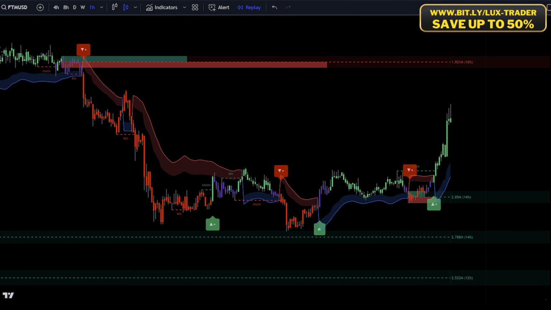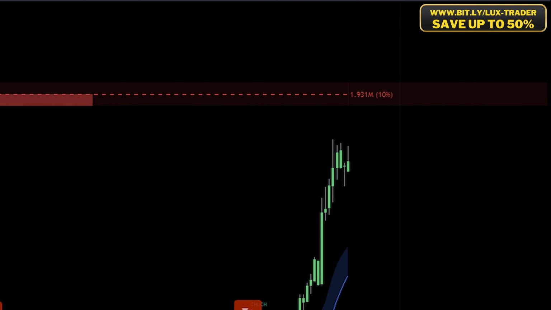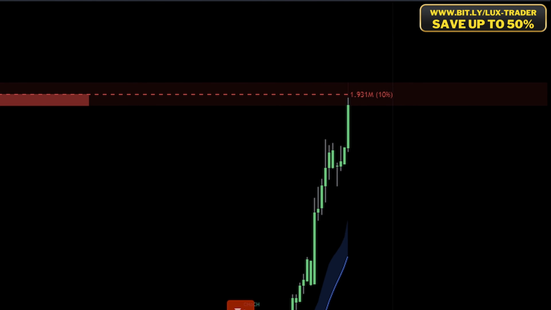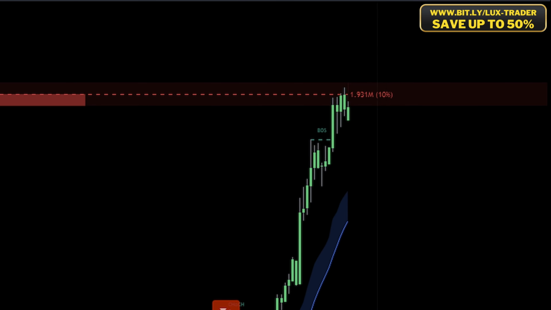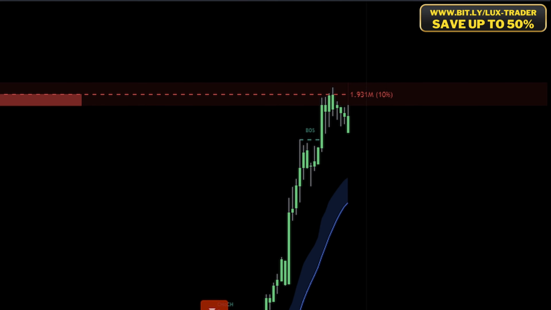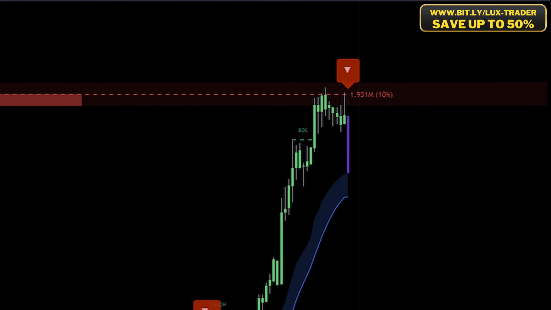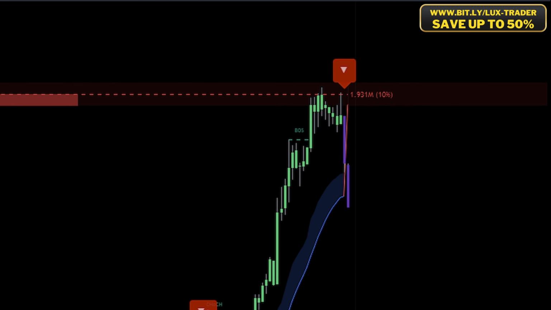Now, let me show you another sell trade example. First, watch for the price to go up and retest an order block situated above the current price action. Next, ensure the price action enters and completely exits the order block. Next, wait for a bearish confirmation signal.